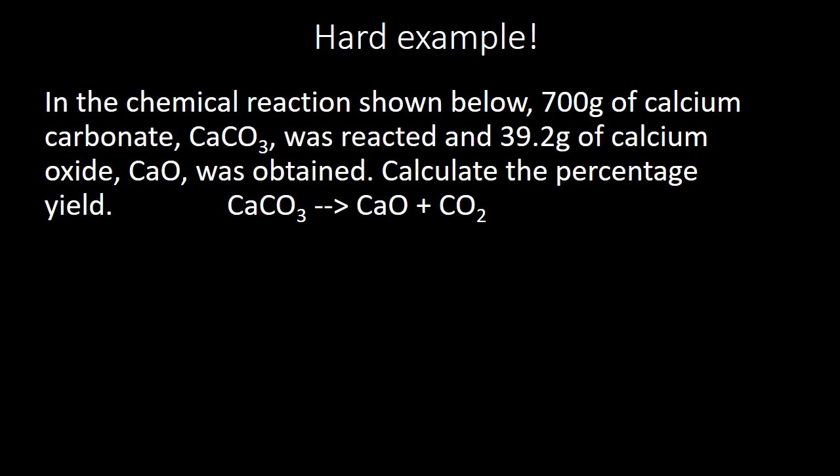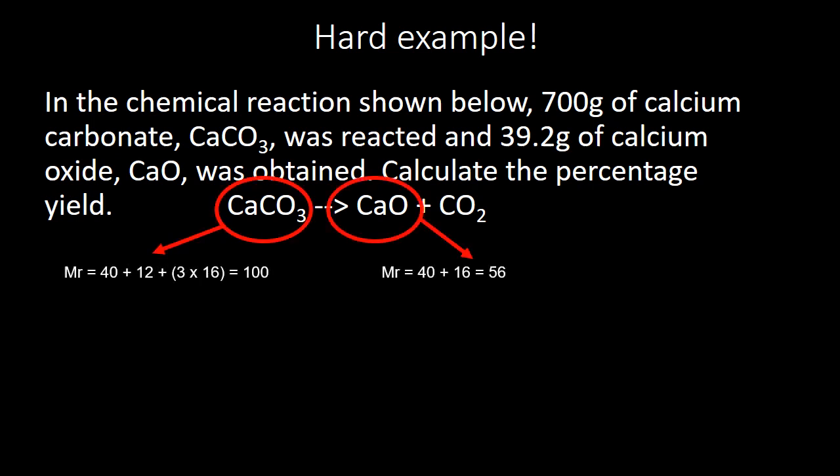So in the question, they're talking about CaCO3 and they're talking about CaO. Those are the two compounds that you need to focus on, and you need to calculate the relative formula masses for. It's quite straightforward. Calcium has the mass of 40, carbon 12, and oxygen 16. So if you calculate the relative formula masses, the calcium carbonate has 100 and the calcium oxide has 56.